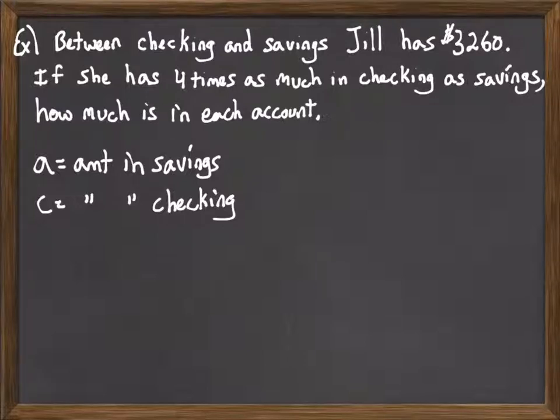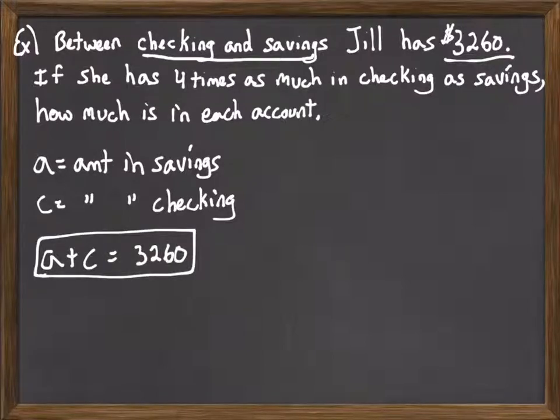Okay, we then proceed to look for relationships between checking and savings. And when we look at this problem here, we see that between the two, there's $3,260. Between the two, there's $3,260. So in other words, if I add the two up, I'll have $3,260.